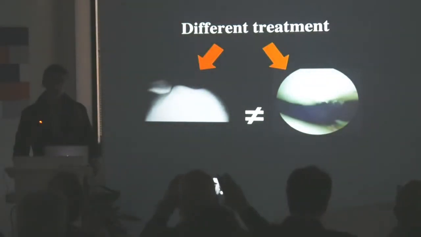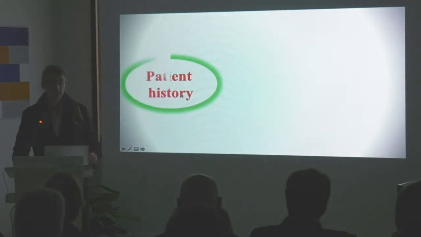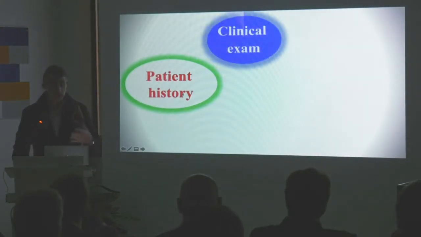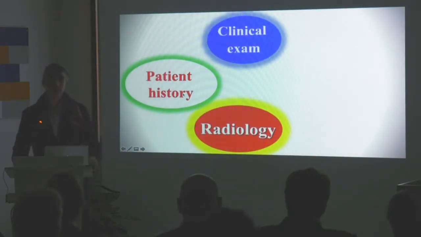So the treatment that you will propose is totally different if you have some chondropathia or chondromalacia, which is a word I hate, and a patellar dislocation. So it's totally different, and you have to be very careful about that. So how to lead you to a classification.